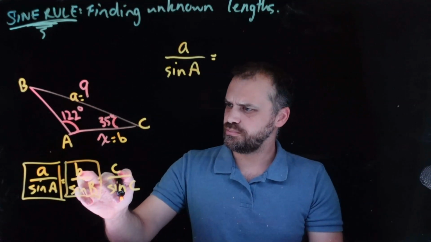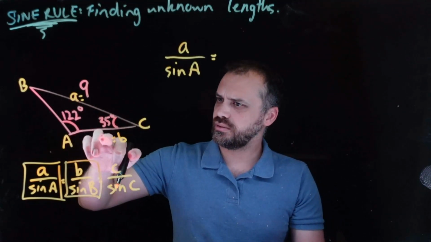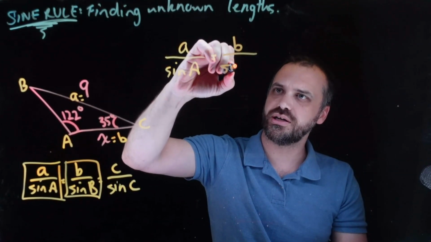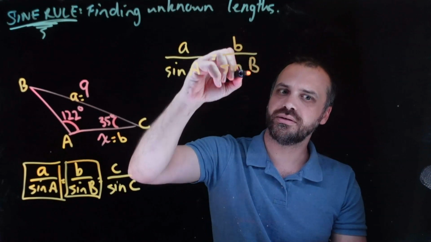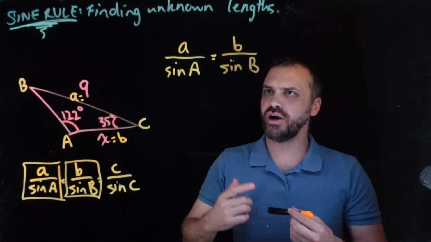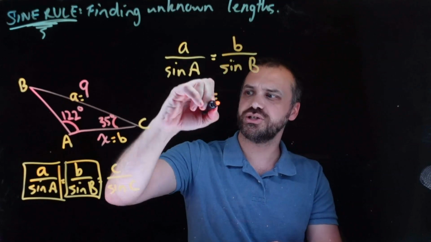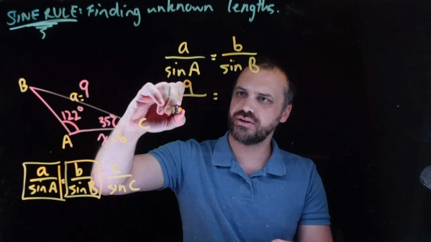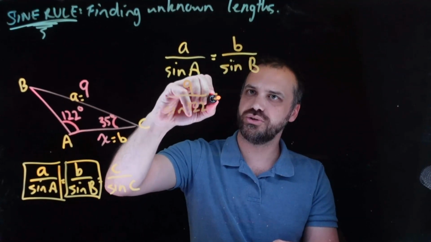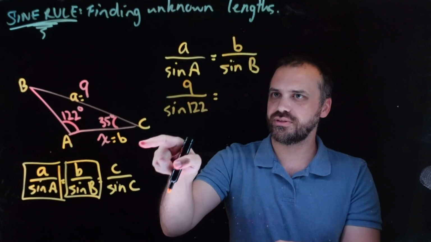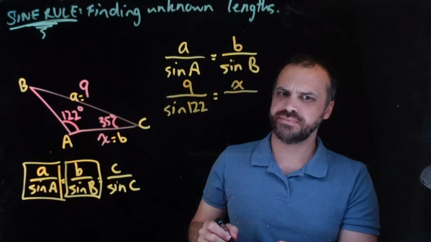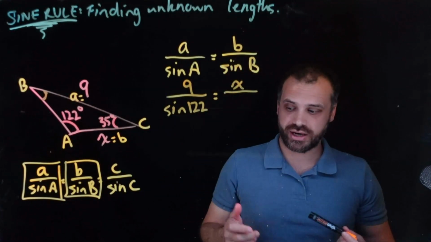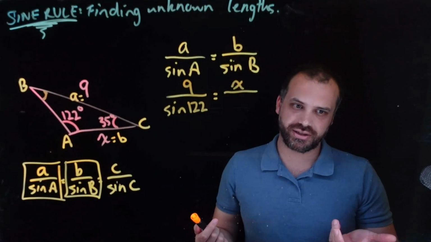Okay, so the length of B over sine angle B. Hang on a minute. I don't know enough information, do I? Because I know length A is 9. I know this angle, capital A, is 122. I want to know the length of B, so that's X. But do I know this angle? And you might be thinking, no, you don't know that angle. But actually, I do know that angle, don't I?